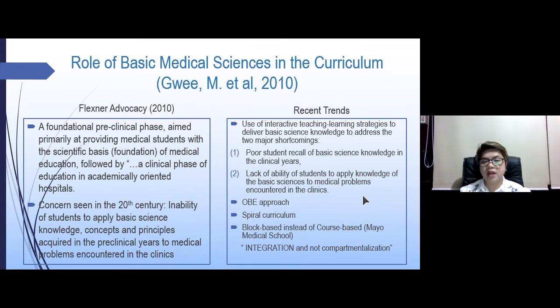The outcome-based education strategy is another way to address gaps identified between the preclinical and the clinical phases. In the United Kingdom, as practiced by the University of Dundee, a spiral curriculum was advocated wherein foundational knowledge is given in year one, but application of this foundational knowledge is reinforced and reiterated in all year levels. For the US Mayo Medical School, a block-based instead of a course-based type of curriculum, vertically and horizontally, was implemented. All these strategies were done to ensure and promote integration and not compartmentalization.